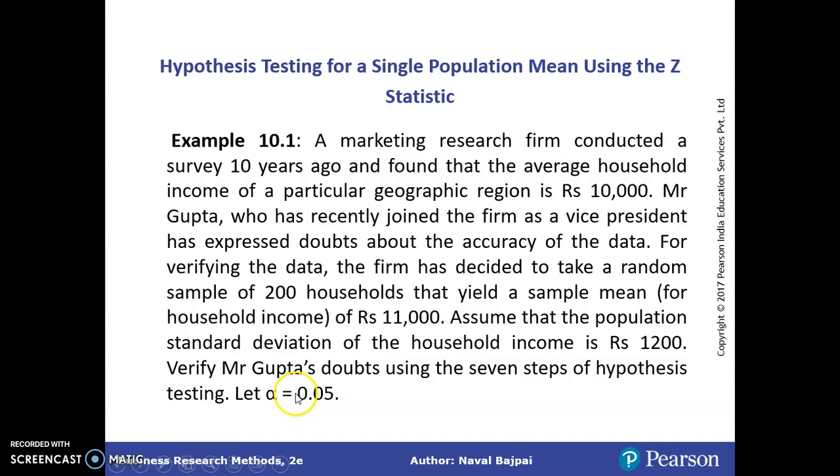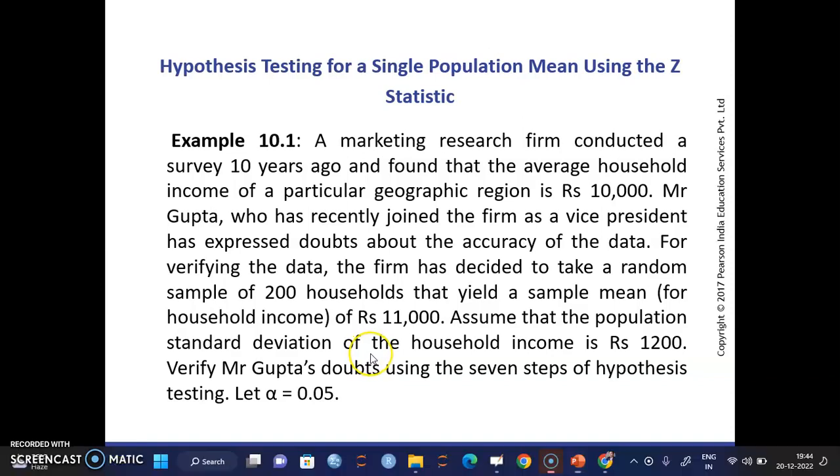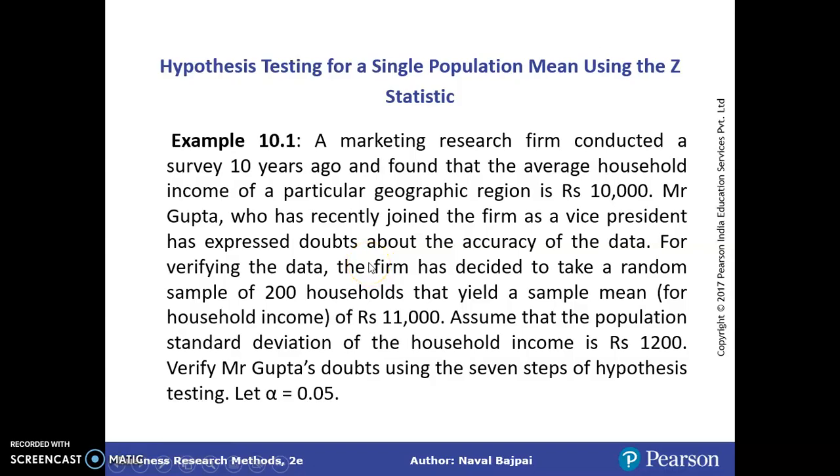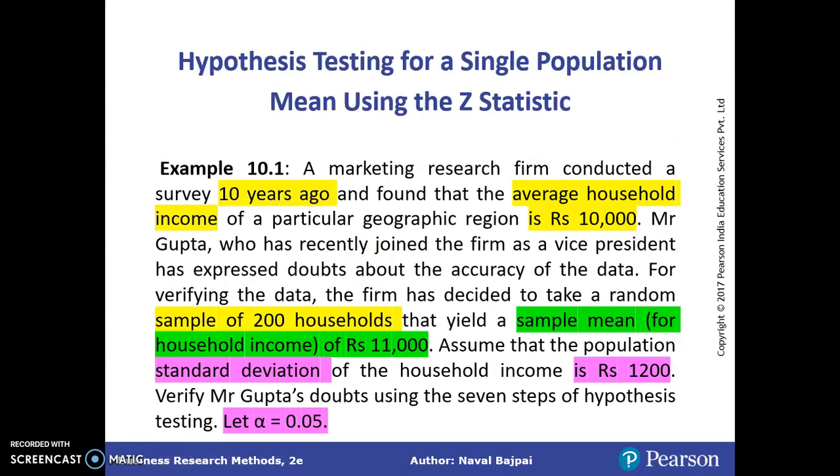Let's have alpha as 0.05. So the significance level for us will be 5%. So quickly think about the various numbers we should look for to plug in the formula. What formula we have? So our formula will be z is equal to x bar minus mu. So we're looking for sample mean. What is the sample mean? Just have a look at it. So sample mean is 11,000 and population mean is 10,000.